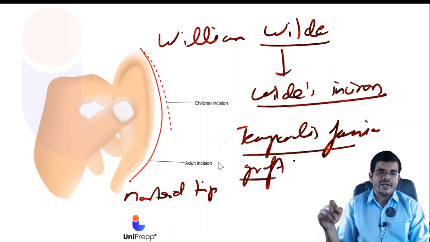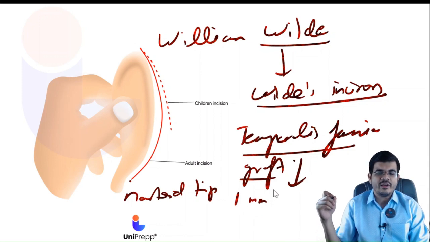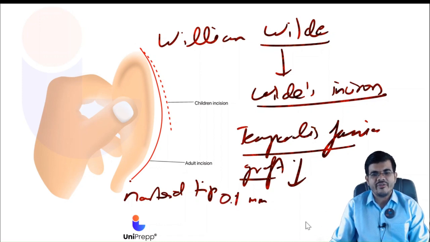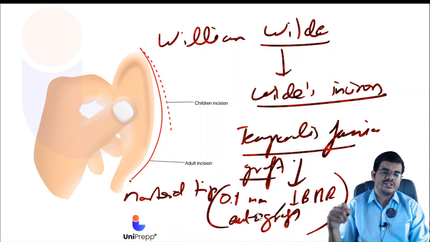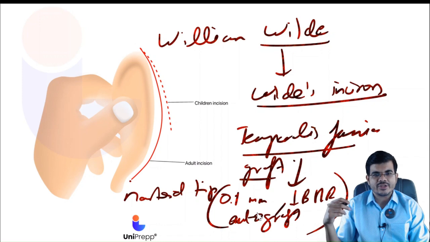What are the advantages of using this temporalis fascia graft? It is the same thickness as the tympanic membrane, that is 0.1 mm thickness. What are the other advantages? It has a low BMR. It is an autograft, and it is resistant to infection. There is less chance of infection, and less chance of getting extruded out. It usually heals well, and you can take as much temporalis fascia as you want.